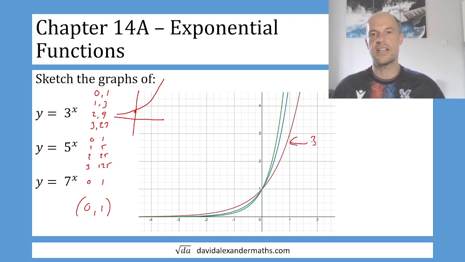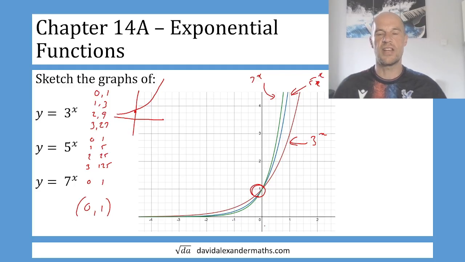So which of these is the least steep here? So this is 3 to the x, this is my 5 to the power of x, and this is my 7 to the power of x. And notice that they all go through this point coordinate here, which is 0, 1.